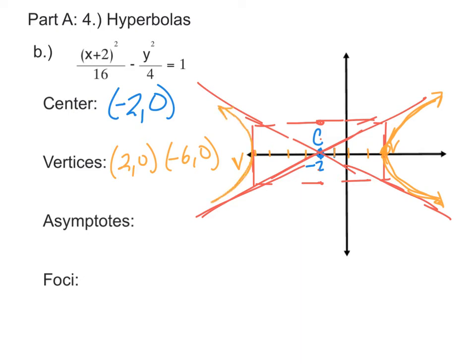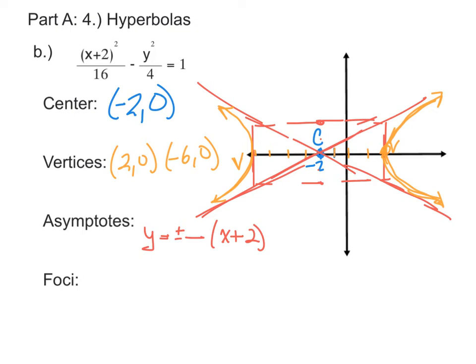On the right and on the left. Now we have to label those asymptotes and then find the vertices. Those asymptotes both go through the center. So I'll go y minus the y coordinate of the center, which is 0, is equal to plus or minus the slope times x minus the x coordinate, so x minus -2.